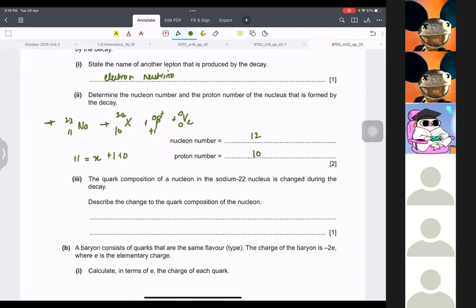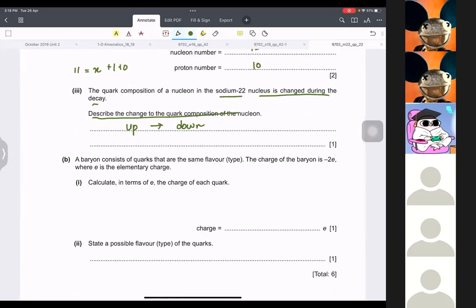The quark composition of a nucleon in the sodium 22 nucleus is changed during decay. Describe the change. You should remember that whenever this goes up, a quark always changes to down in beta positive, and it happens the other way around for beta negative.